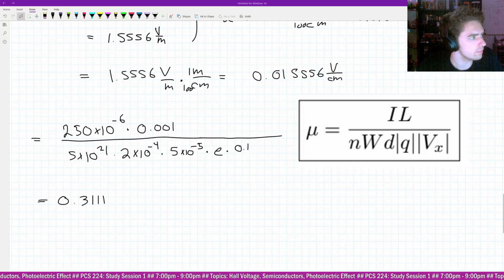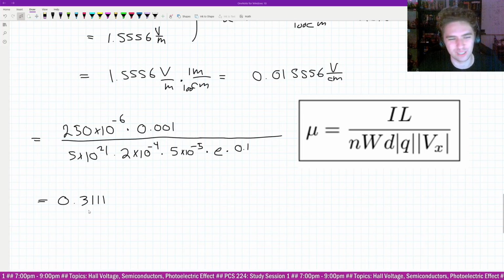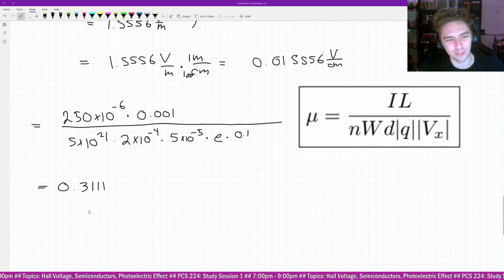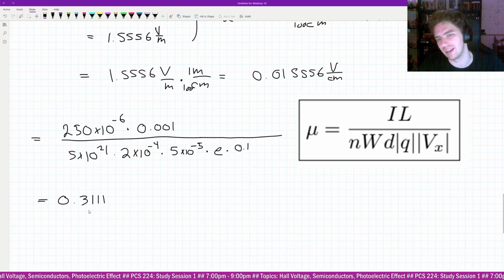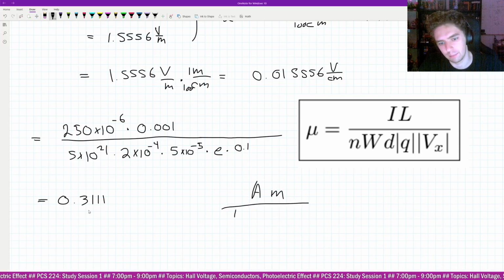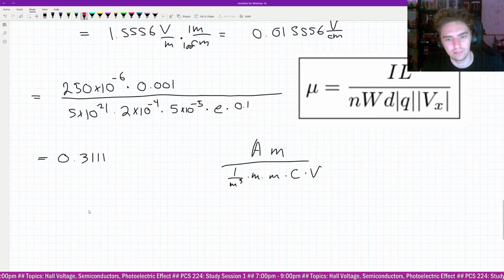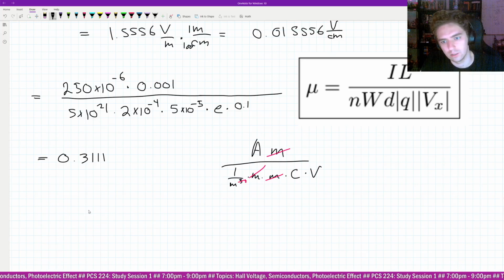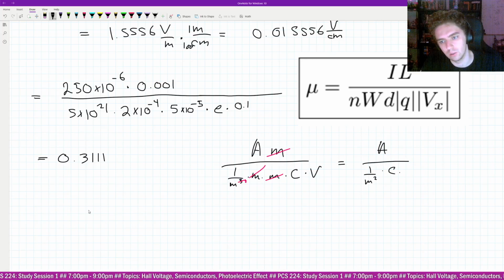Okay, this is not quite, I mean, it basically is, because this is in meters. If they want units from us, let me do the units here quickly, because I don't know what the units of that are without looking at the answer. So, amps, meters, per meter cubed, meters, coulombs, volts. Okay, so obviously now one of those cancels, one of those cancels. So we're going to get amps, 1 over meter squared, coulomb, volts.